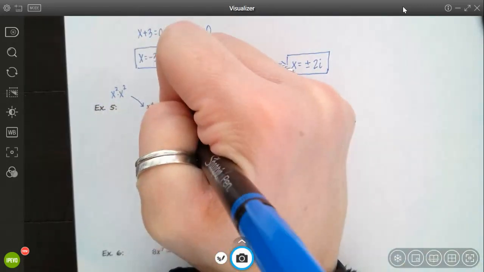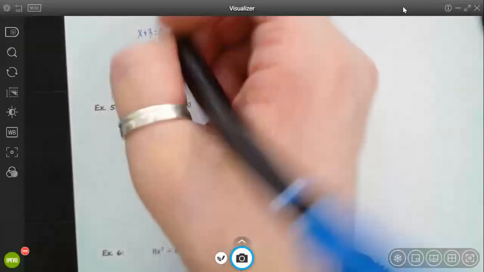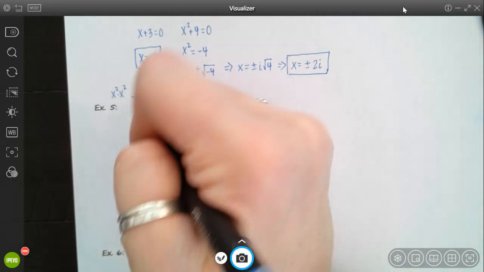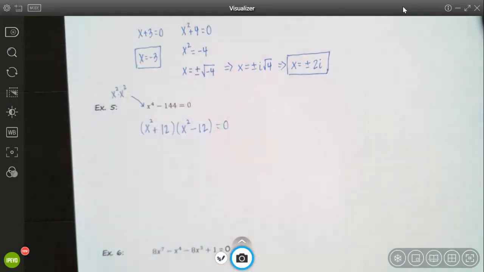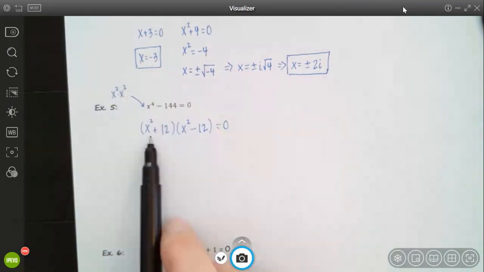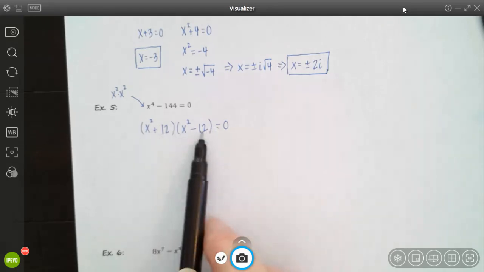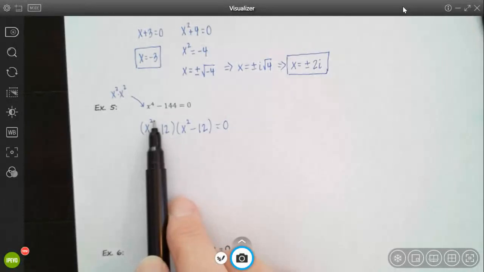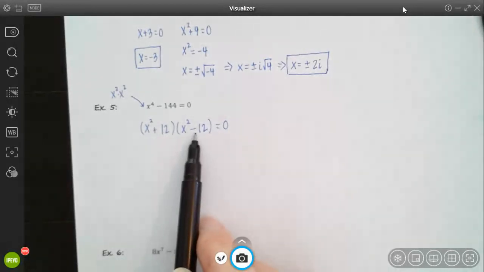And then one's going to be plus, one's going to be minus. And then I would just want to check to see if I can do anything else with these factors. So x squared plus 12, I don't have any GCF or anything to take out of here. X squared minus 12, this is a perfect square, but since 12 is not a perfect square, this is not a difference of two squares, so I can't break this one down any further.